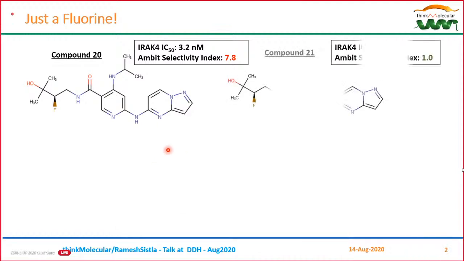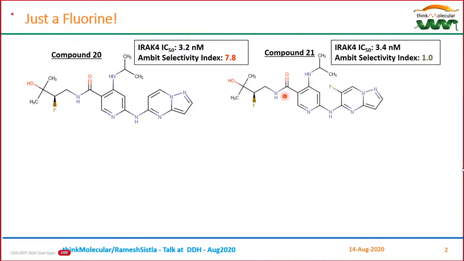So I hope you followed what I said. In this particular case, just a single fluorine incorporation at this position alpha to the amine gave us an enormous amount of selectivity. And that's going to be the crux of our topic today: how this fluorine did what it did. But obviously, I want to introduce IRAK4 and also take you through how we arrived at 20 and 21 in the first case.